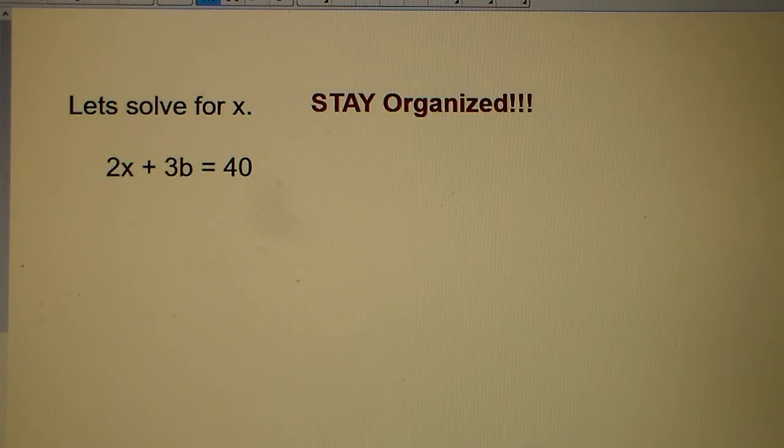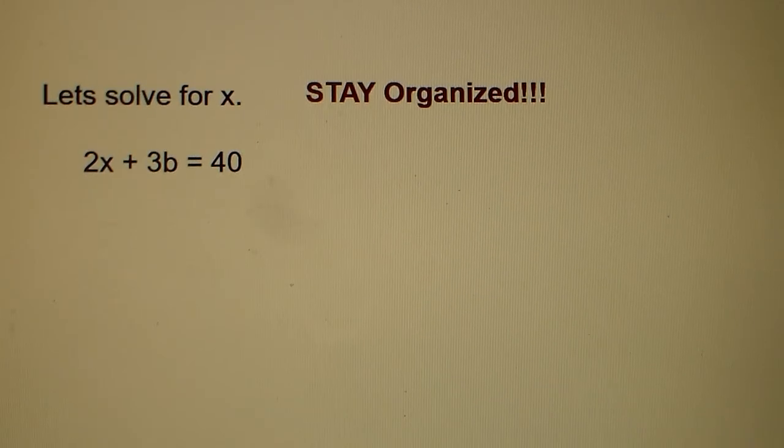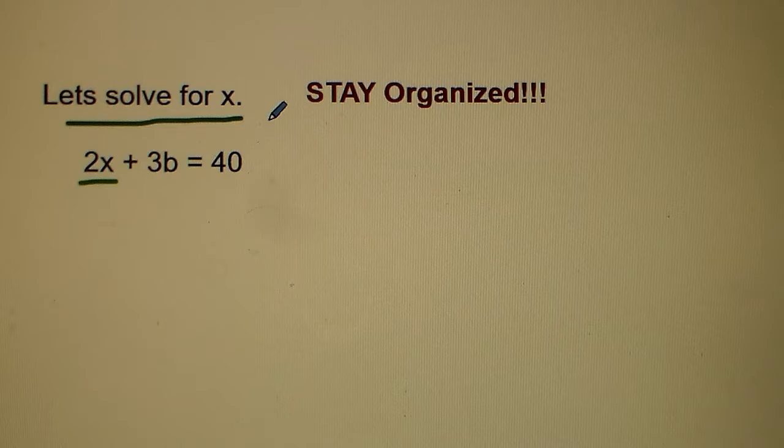Alright. So the very important thing to do is to stay organized during this process, because things can get a little wild. So we're going to now still solve for x like we normally do. However, you can see that there's a second variable in there. There's a b in there. Our goal is to get x by itself still. So that's the term we have to get by itself first.